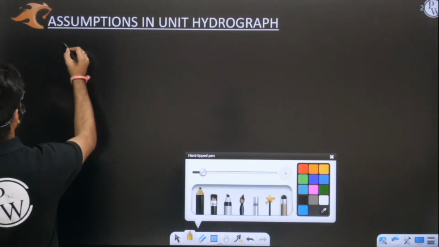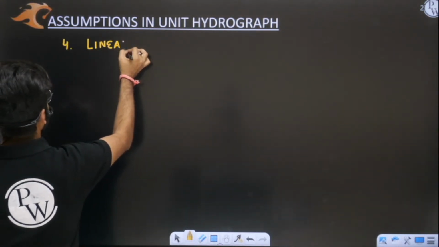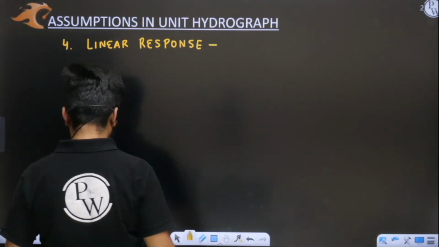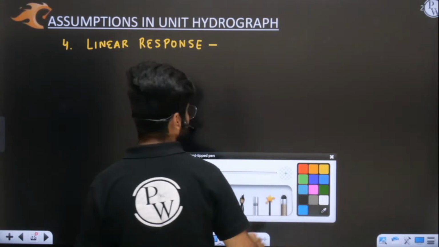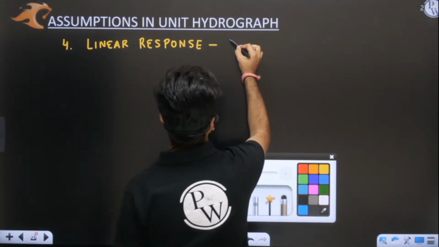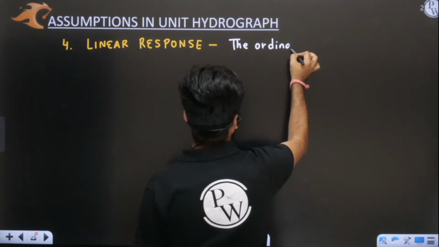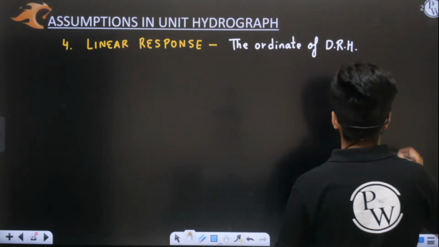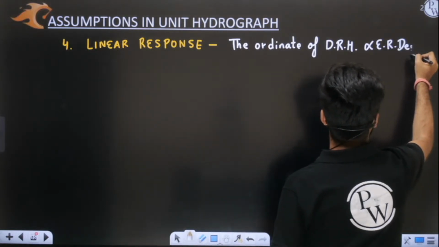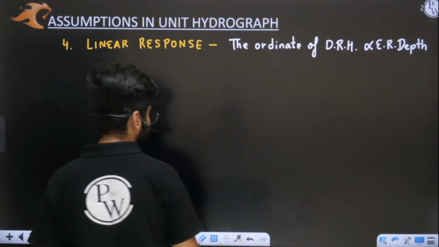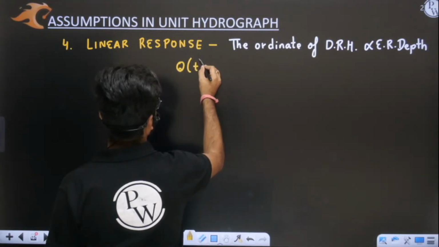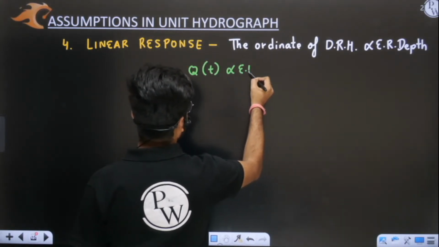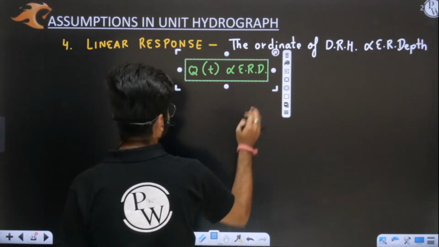Now the last assumption. This is assumption number 4, which is linear response. The most important, without which we will not be able to understand the hydrograph properly. So linear response means the ordinate of DRH is proportional to effective rainfall depth. DRH ordinate means discharge. Let me write it here: the discharge, which is a function of time, is proportional to effective rainfall depth. This is the main concept here.